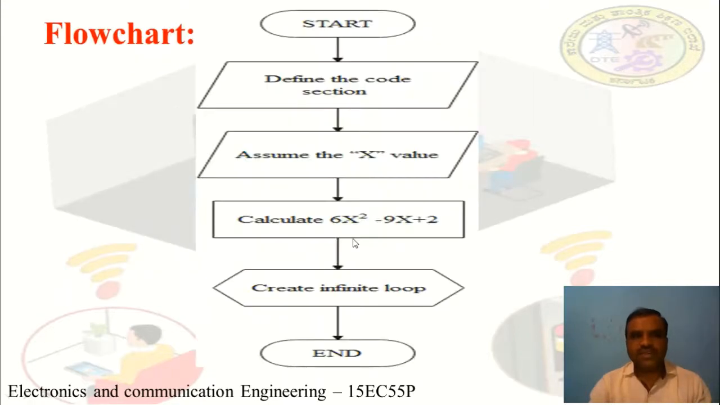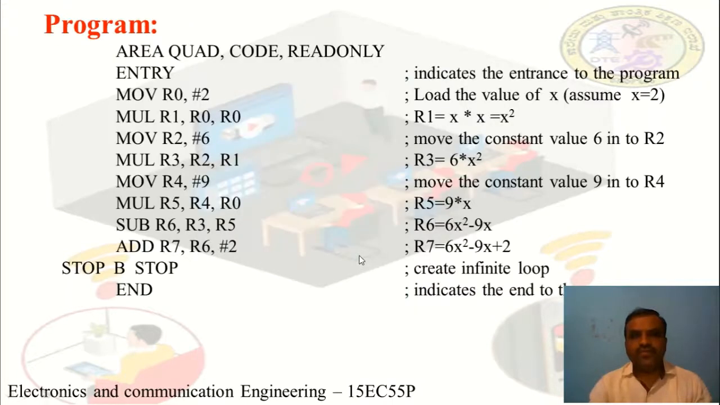Same steps can be written diagrammatically by using the flowchart. The same steps which are explained in the algorithm are shown here. It is the flowchart of the program. Next, we will see the program 6x square minus 9x plus 2. How to write the assembly language program for this equation.